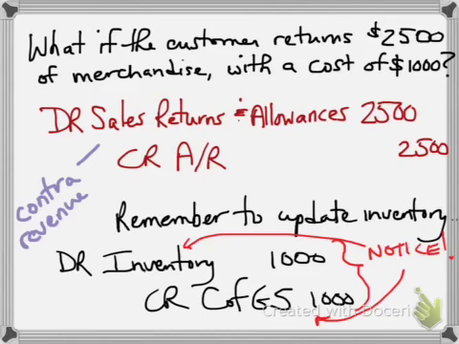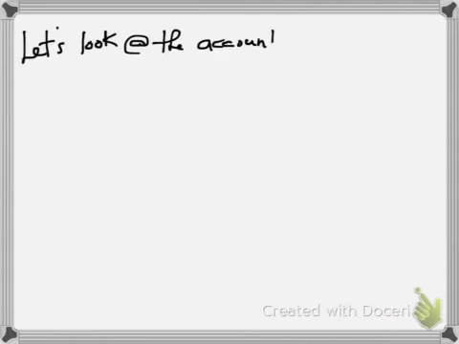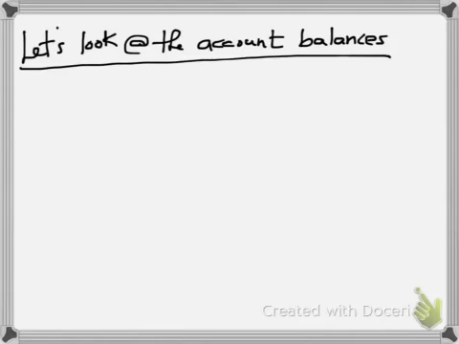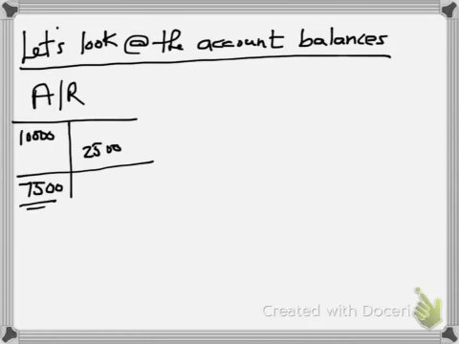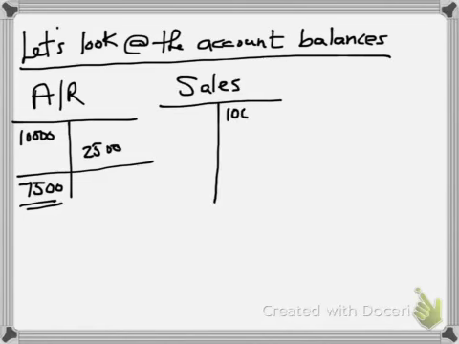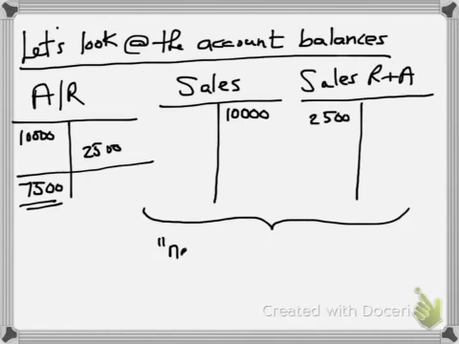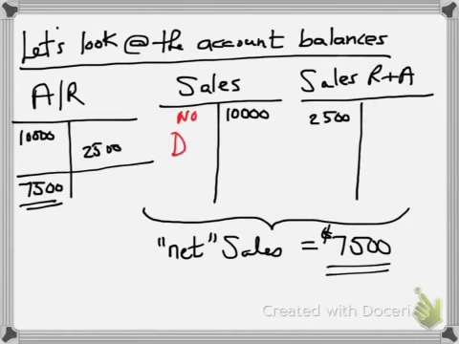Now, let's look at the account balances just so that we can see how the return of merchandise is affecting our different accounts. Accounts receivable started with an increase of $10,000. Then the customer returned $2,500, and so they owe us $7,500. The sales account shows the full $10,000 with no reduction, but the sales returns and allowances account shows a debit balance of $2,500, and so the true net or reduced value of sales is the $7,500.